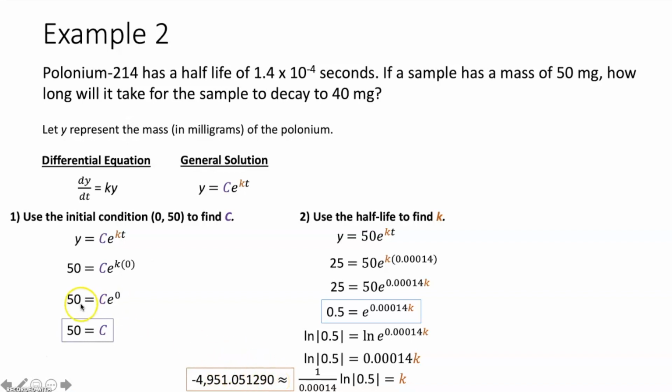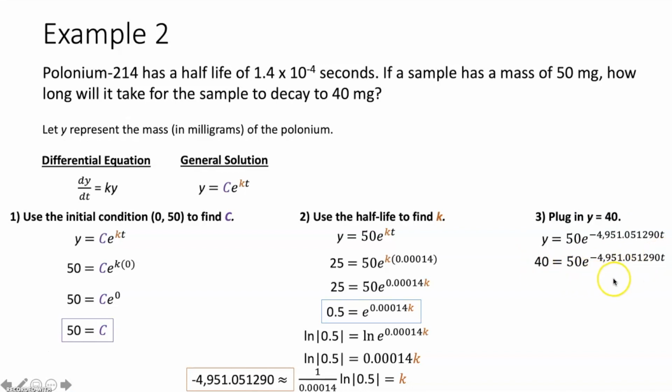Now that we have our k value and c value, we can take each of those, plug them into our general solution to make it our particular solution. And we can use that in order to answer this question, which wants us to figure out how long will it take for the sample to decay to 40 milligrams. So we're going to take our particular solution and plug in 40 for y, and then we can solve for t. That'll show us how long it takes to decay from 50 milligrams to 40 milligrams.